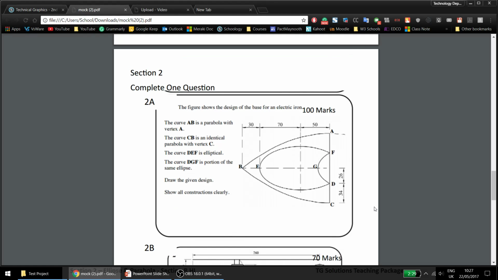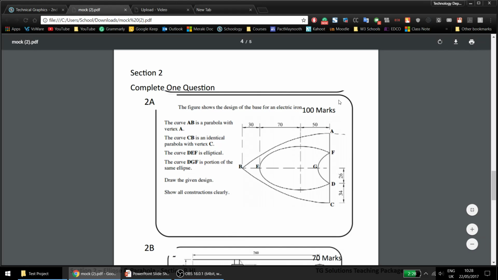Okay, so what we're going to do here is go through question 2A on the mock paper for this year's summer exam. The question itself is a 2006 higher level question 6, section B obviously. There's 100 marks awarded for this in the exam itself, so it's a full marked question.